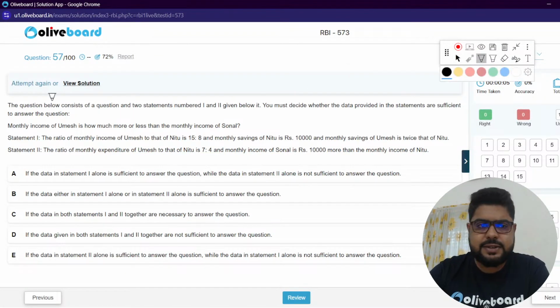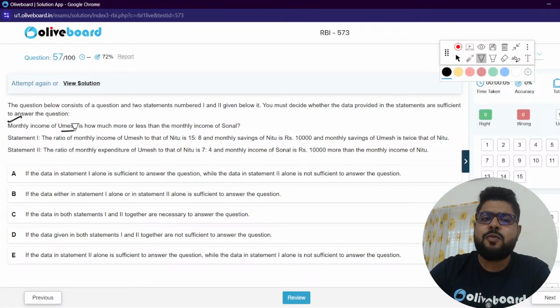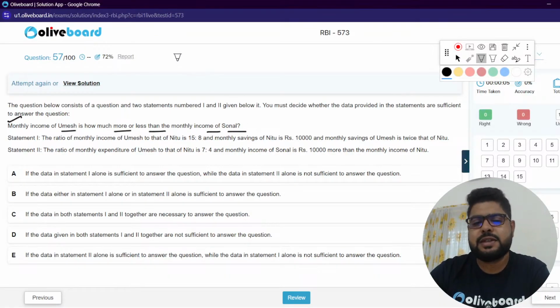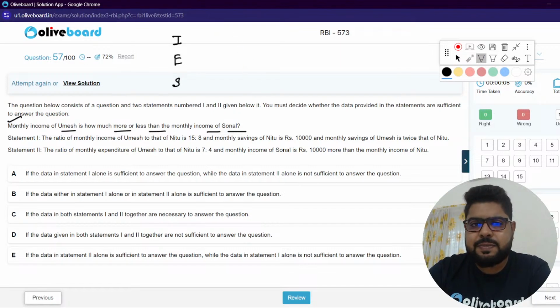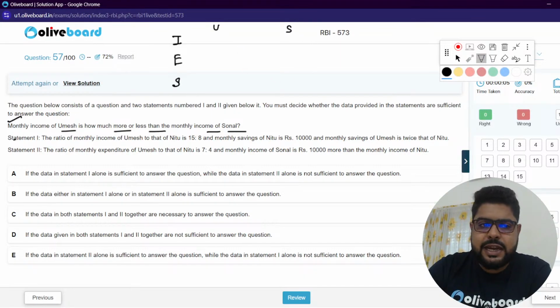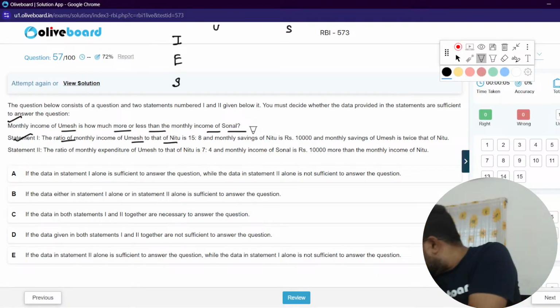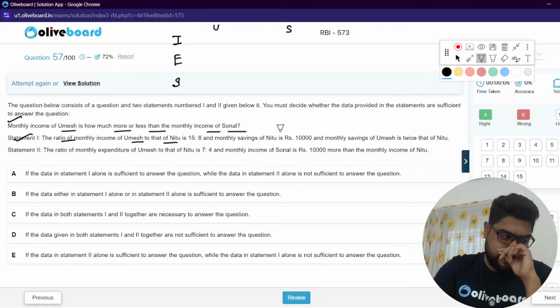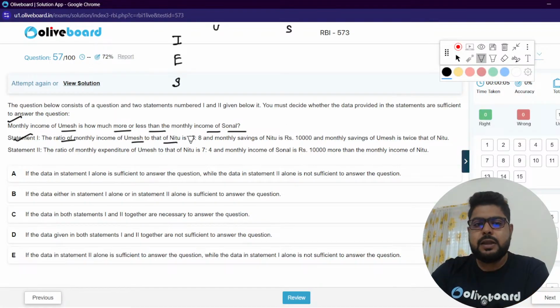Next one. Monthly income of Umesh is how much more or less than the monthly income of Sonal? Income, expenditure and savings. Umesh is a person and Sonal is a person. Now, statement one, ratio of monthly income of Umesh to that of Neetu is given.